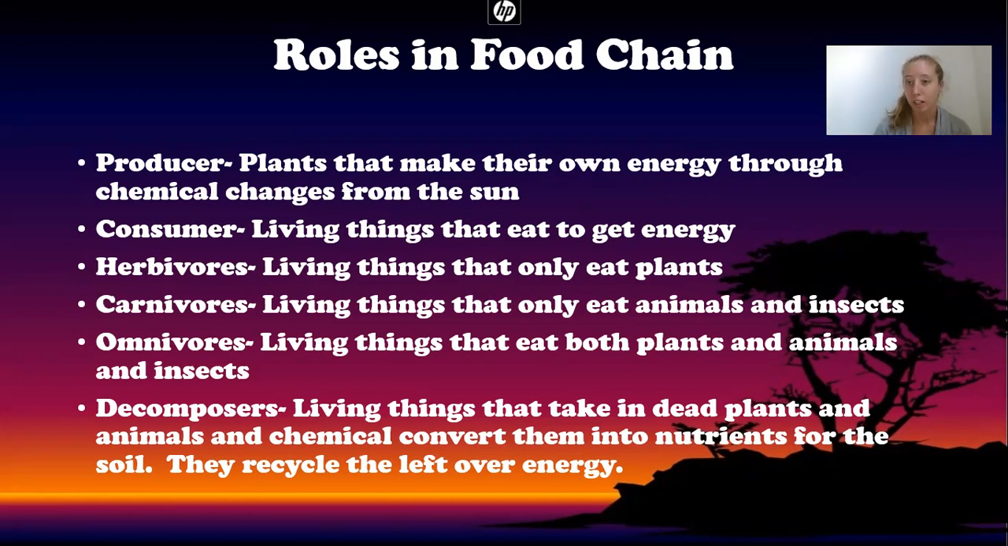Now, when we're talking about consumers, there are three main types that we break into three different groups. You could either be an herbivore, a carnivore, or an omnivore. Herbivore has the word herb in it. Herbs are types of plants. So if you're an herbivore, you only eat plants. Think of an organism that you know that only eats plants, like a bunny, for example, right? They eat carrots, they eat grass, they don't eat meat.